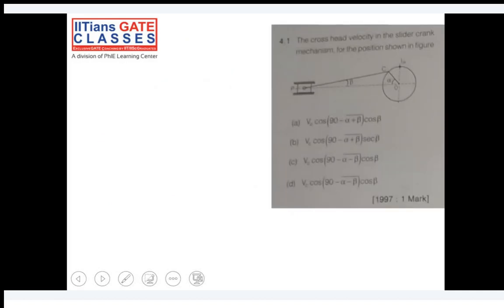So let's start with some simple questions first. They are asking for the cross head velocity in the slider crank mechanism for the position shown in the figure. Just write down this question first, think on it, what they have given, and what is expected here.